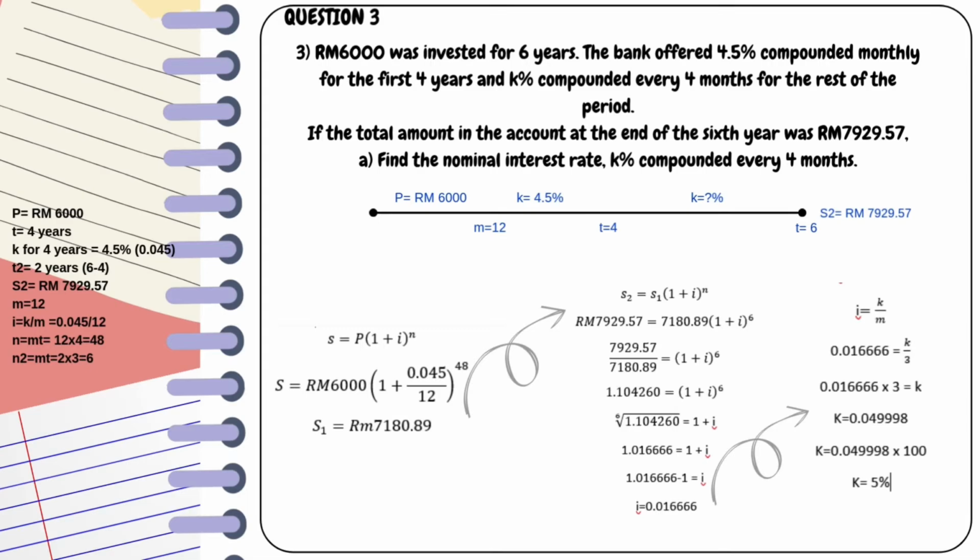After that, we use the formula S2 equals S1(1 plus I) to the power of N. Then, the answer is I equals 0.016666. Now, we have to find K. We use the formula I equals K over M. Then, the answer is K equals 0.049998. And then we round the number to 0.05 and multiply by 100. The answer will be K equals 5%.